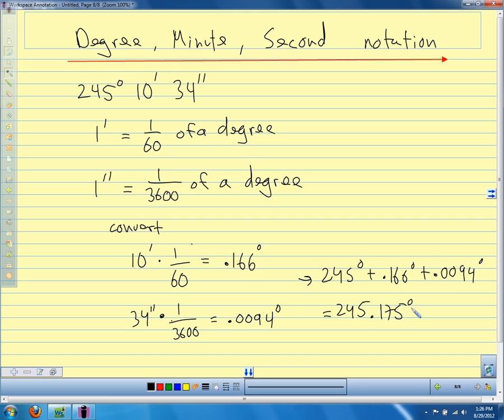The question would give you the angle in this notation, 245 degrees, 10 minutes, 34 seconds, and then it would ask you to calculate something with it, like find the arc length. Find the arc length of an angle of 245 degrees, 10 minutes, 34 seconds, if the radius is 7 inches. And we don't know how to work with degrees, minutes, seconds, unless we convert it to decimals. Or the question might just ask you to convert this to degrees. So it's asking you to be familiar with this notation and what it means.